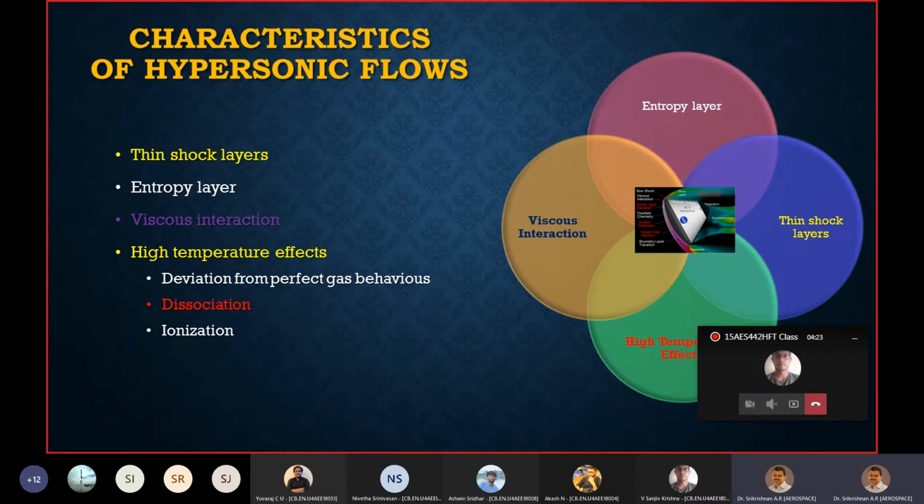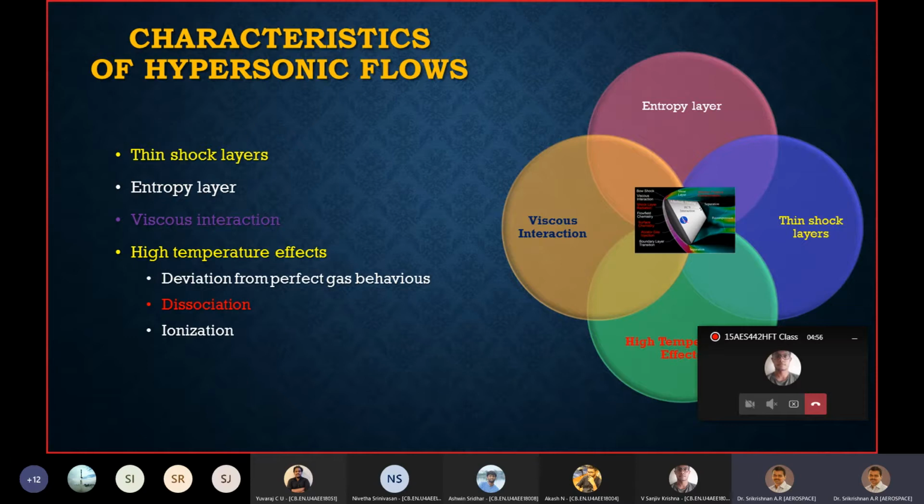These are the four phenomena which are sort of unique for hypersonic flows, and any hypersonic flow application will have more or less of all of these effects to some significant or considerable extent. Now, usually people add one more in this list, which I'm cautiously avoiding. We will be addressing that later in the course. That is rarefied flows, rarefaction of flows.